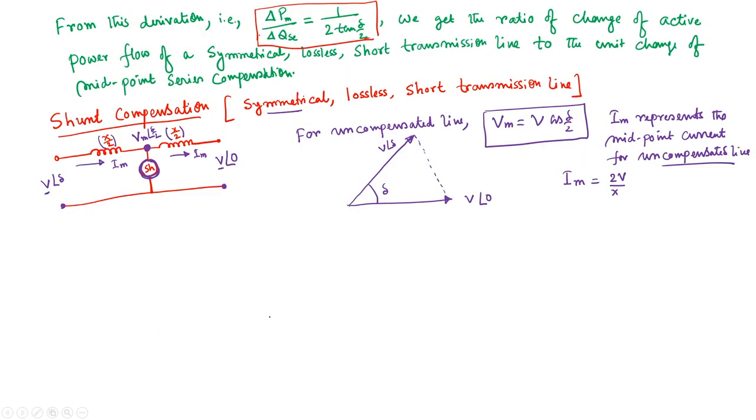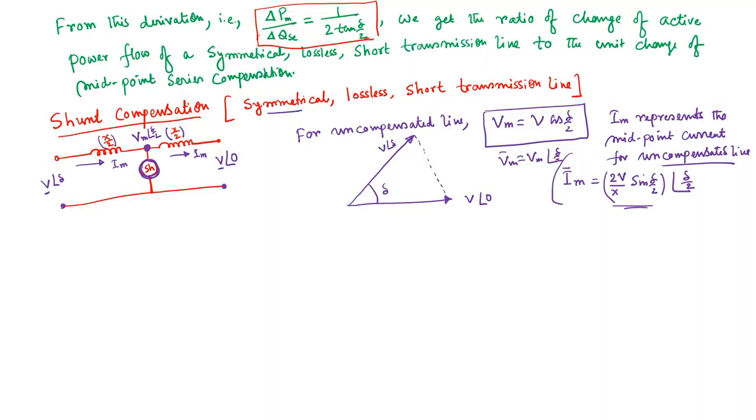And if you consider this as a phasor, then it will also have an angle of delta by 2, similar to this Vm. So, Vm is also having this magnitude at an angle delta by 2, and both Im and Vm will be in the same phase, that is already established in my series of derivations in previous lectures, right.